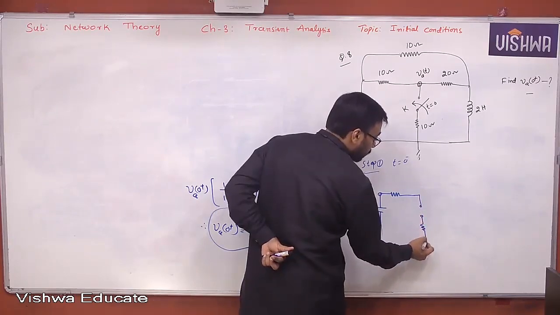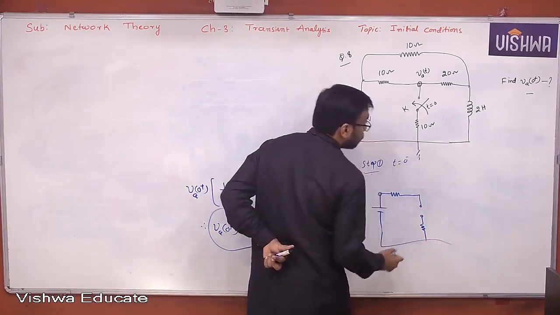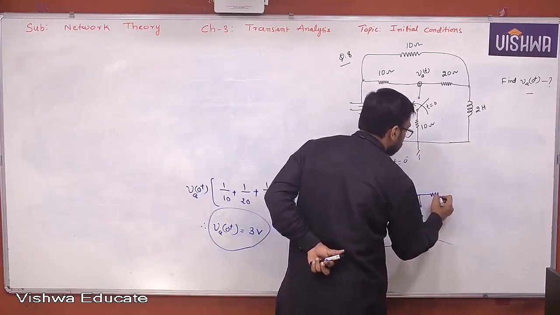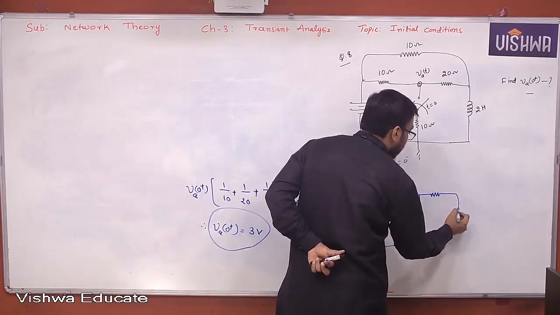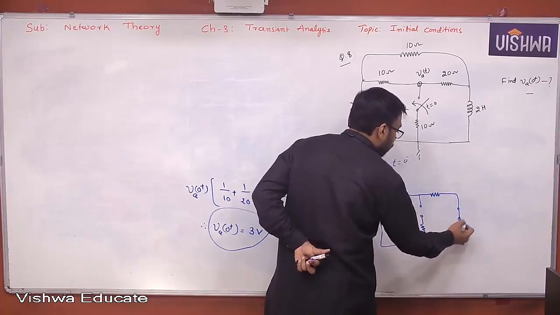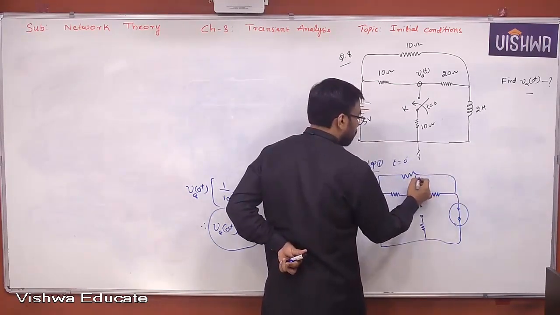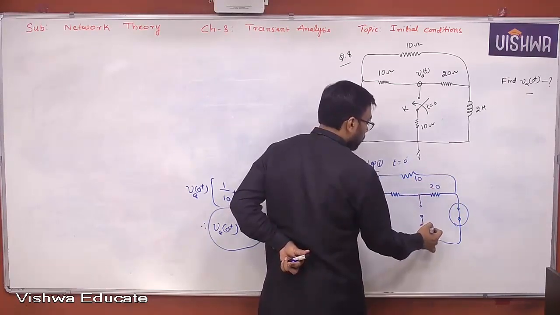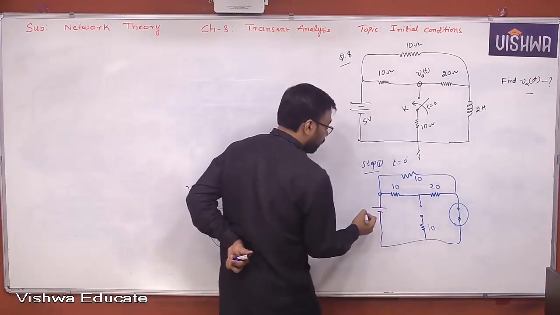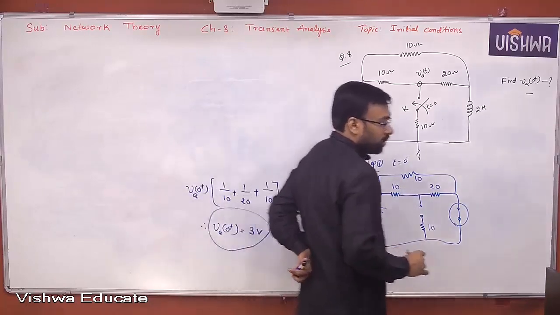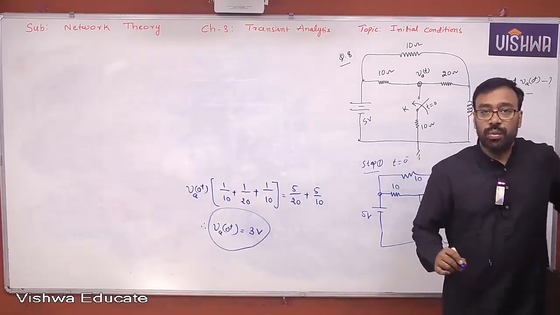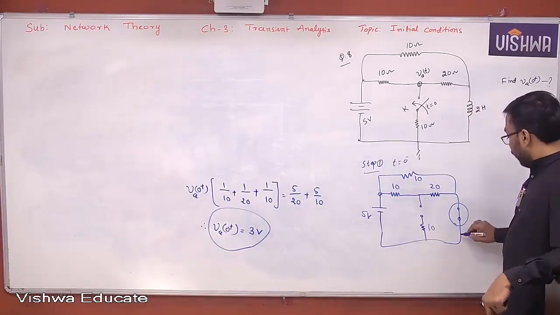Open circuit. This is acting like a short circuit, but a physical inductor is available. 10, 20, 10, 10, 5 volts. What is your objective in the first step always? Current through the inductor, voltage across the capacitor. Yes or no? So let me find the current through the inductor.